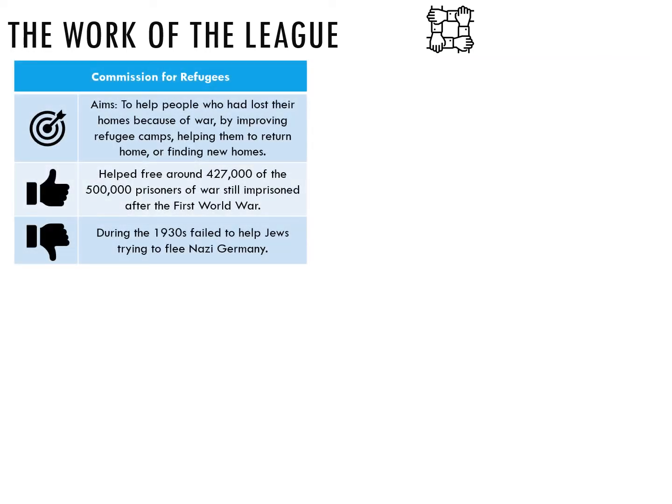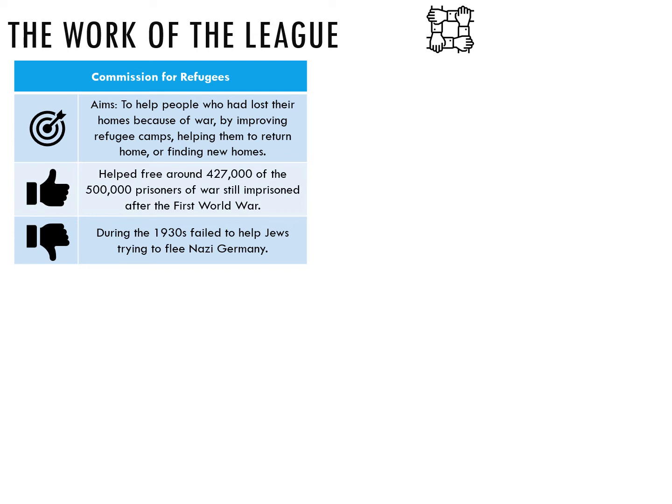We've also got the Commission for Refugees, and this aimed to help people who had lost their homes because of war, improve refugee camps to help people return home and find new homes. And they were successful because they freed 427,000 of the 500,000 prisoners of war still being held after World War I and returned them home.